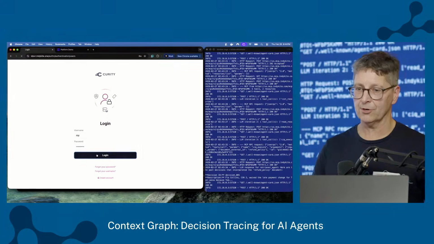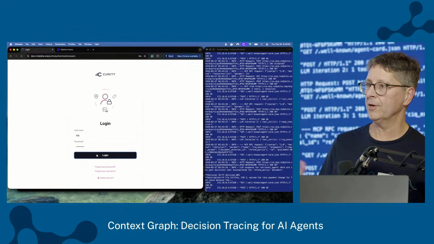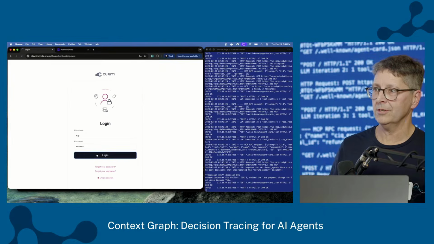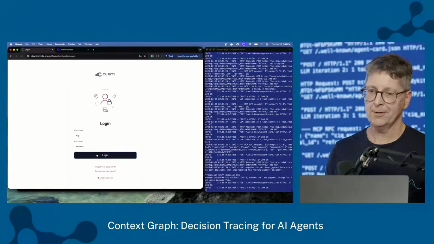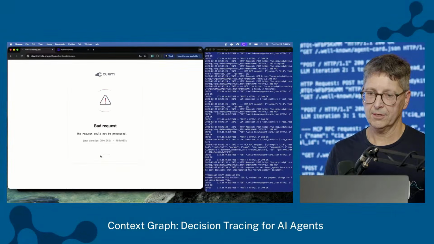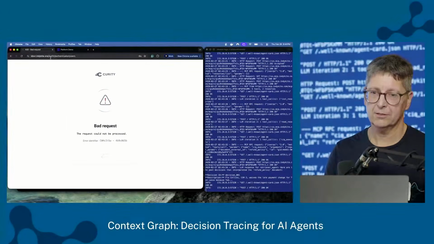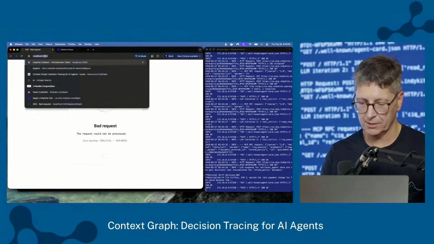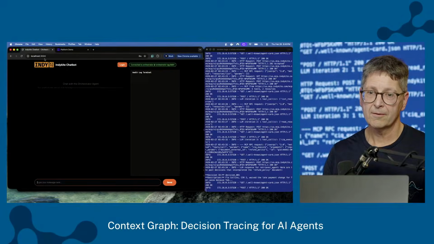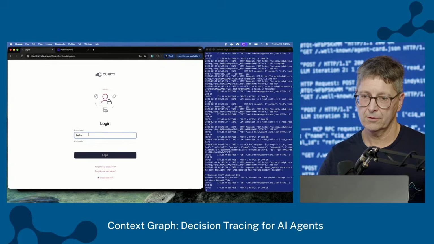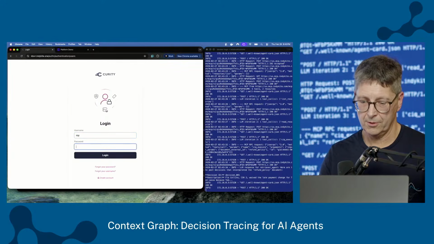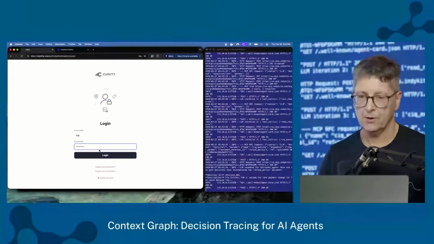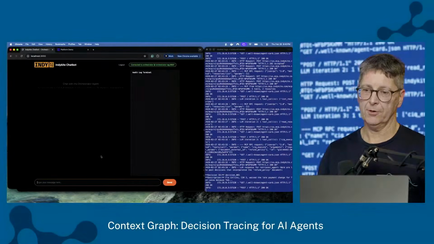Again, we're back out to Curity. All these things are generating OAuth 2 tokens. They all have the subject of the user. And maybe I can log in. Oh, that's not good. Let me try that again. Log in. All right. There we go, that's better.